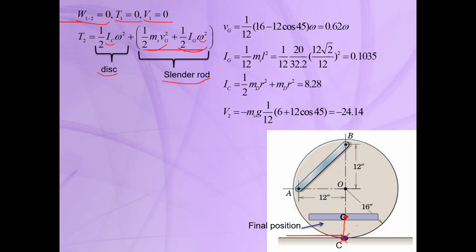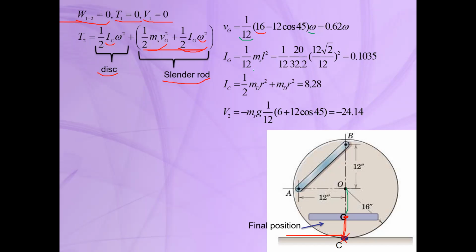Vg, as I told you, is this red line times omega. And this red line is 16 minus 12 times cosine 45, because the radius of the disk is 16. Because this line, let me show you with another color. This green line is 12 times cosine or sine 45, and the red line, this length, is equal to 16 minus 12 times cosine 45, and it must be divided by 12 because we should convert it into foot, and finally multiply by omega, which is the angular velocity.